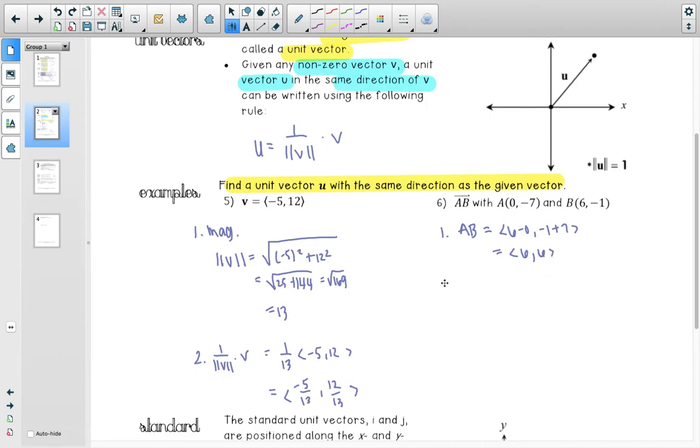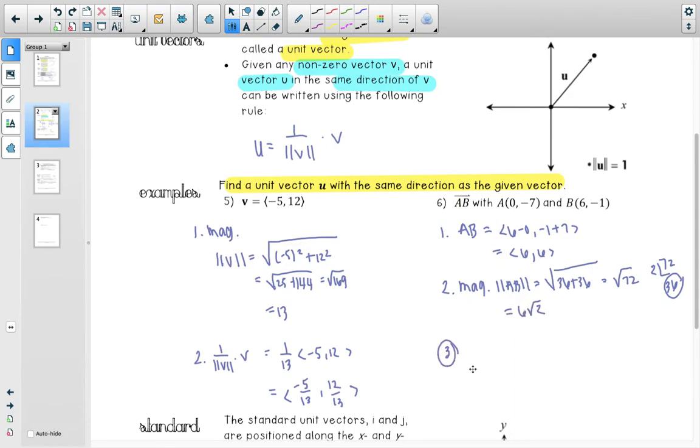Okay, so step 2 would now be step 1 over here. We're going to find the magnitude. So the magnitude of AB is going to be 6 squared, so 36 plus 36, is 72. And then we have to simplify this. So 72 divided by 2 is 36, and that's actually a perfect square, so I'm just going to stop there. So it ends up being 6 square root of 2.